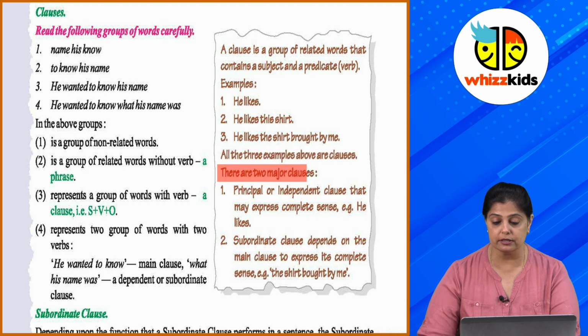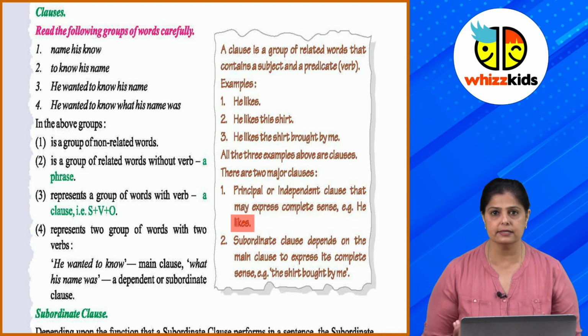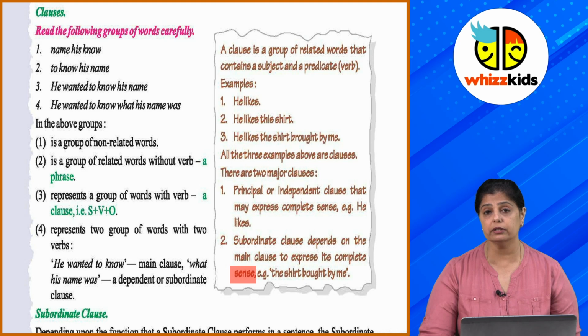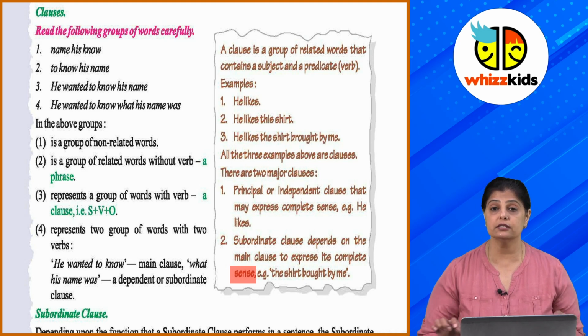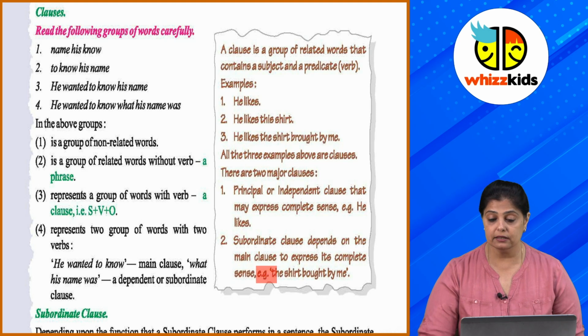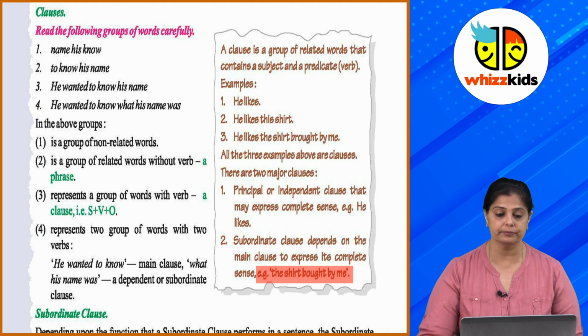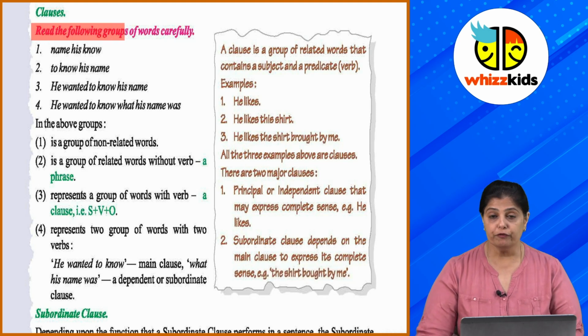So, there are two major clauses. Principal or independent clauses that may express complete sense, like he likes. Subordinate clause depends on the main clause to express its complete sense. Subordinate clause को क्या होता है? It needs the main clause जिससे वो sense करेगा. Okay? He likes this shirt bought by me. He likes the shirt brought by me. So अगर हम सिर्फ लिखें he likes the shirt, it does not make sense. So इसलिए he likes the shirt brought by me makes the complete sense of the sentence with the help of the subordinate clause. Now, read the following groups of words carefully.